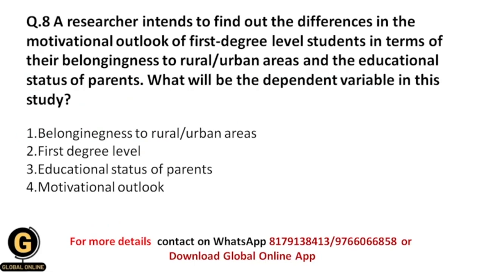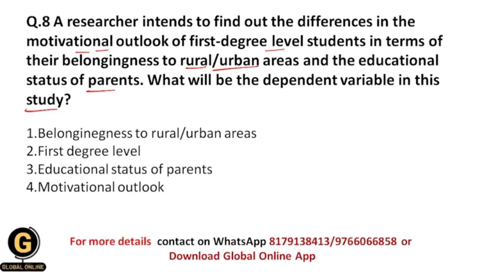A researcher intends to find out the differences in the motivational outcome or outlook of first degree level students in terms of their belongingness to rural or urban areas and the educational status of parents. What will be the dependent variable in this study? Here the researcher intends to find out the differences in the motivational outlook of first degree level students based on their belongingness to either rural or urban areas, and based on the educational status of their parents.